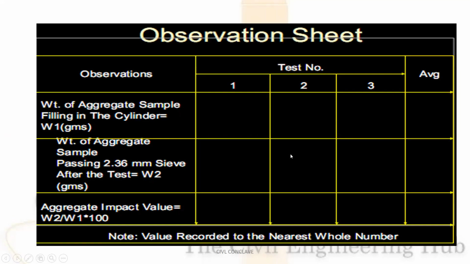This is the way you have to prepare an observation sheet. Weight of aggregate sample in the cylinder, W1 in grams, for tests 1, 2, 3, and I can take an average. Weight of aggregate sample passing through 2.36 mm, which is known as W2. Aggregate impact value is W2 divided by W1 into 100.